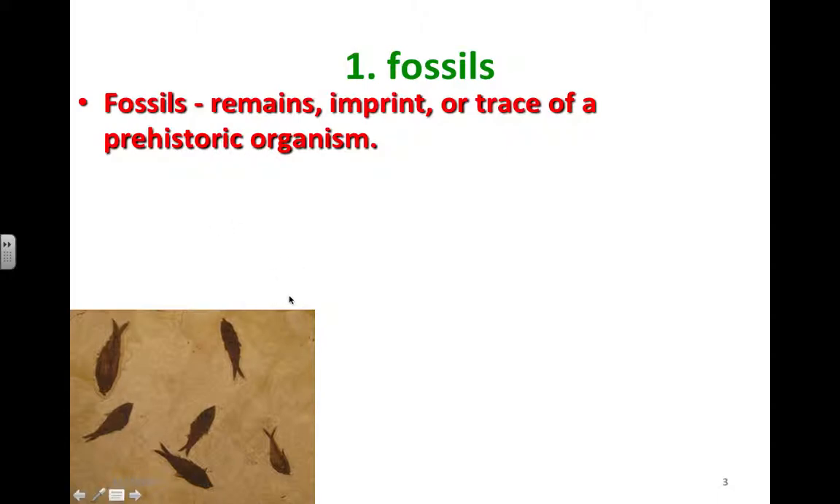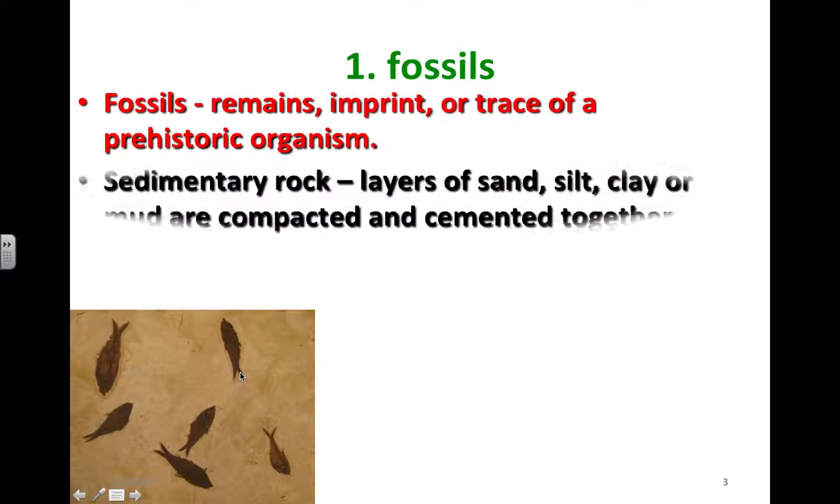So sometimes remains would be like a bone. Imprint, that's what you can see in the picture down here. We have small fish that are imprinted in stone, the silhouette of their bodies, as well as the bones, or any other kind of trace could be a fossil remain as well. They're typically found in sedimentary rock. These are layers of sand, silt, clay, or mud that get compacted and cemented together through time. That's the definition of sedimentary rock, and you're going to be learning about that a lot more in earth science next year. But typically that's where these organisms are found, in sedimentary rock.